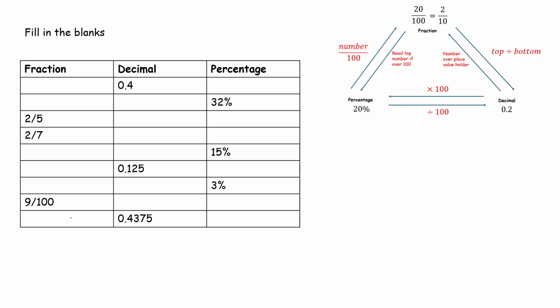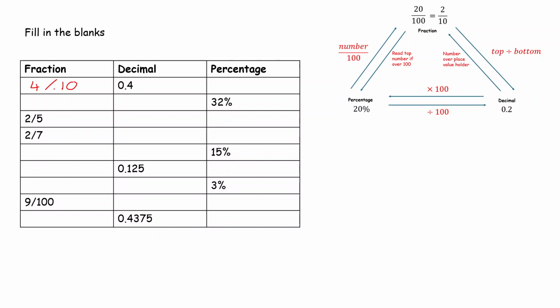So the first one, we've got 0.4. I'm going to begin by getting this into a fraction. To get from a decimal to a fraction, we now know we do the number, which is 4, over the place value holder, which is the tenths column, as the 4 is in the tenths column. So this is going to give you 4 over 10 initially.